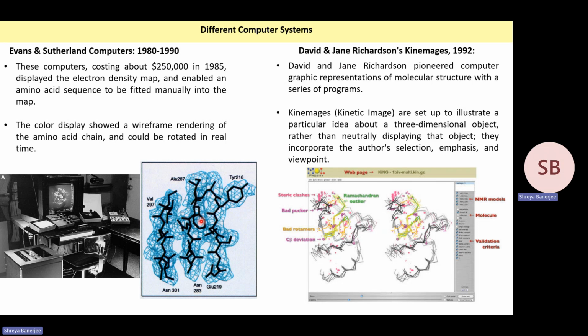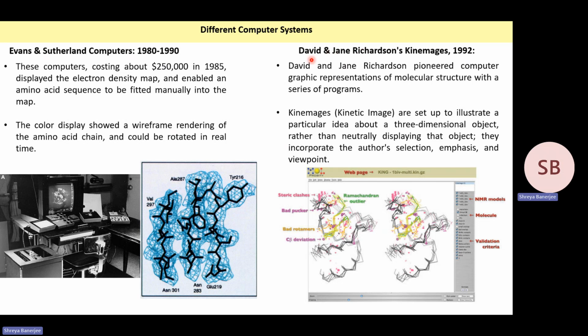In this region, it is a phenylalanine side chain that is fitting. So you can manually fit amino acids to this electron density map. And in color display would show a wireframe rendering of the amino acid chain. This is called a wireframe rendering because again, it is like a thin wire-like structure. And in the computer, you can rotate it and look at it from various angles. So this was what the Evans and Sutherland computers did.